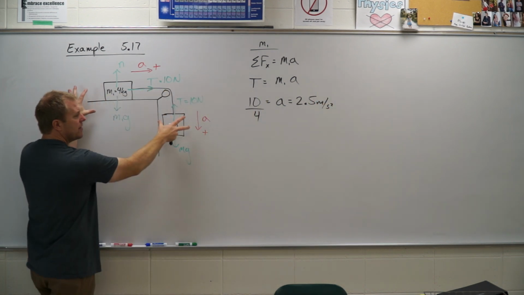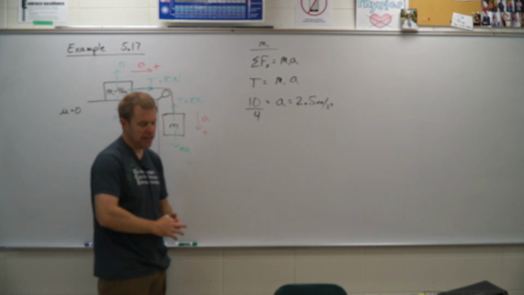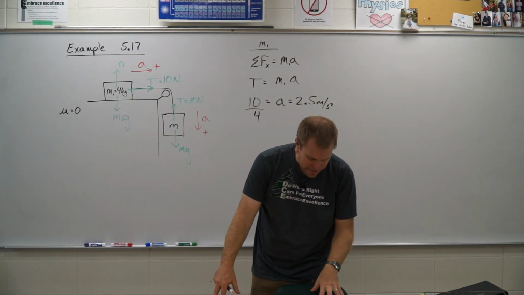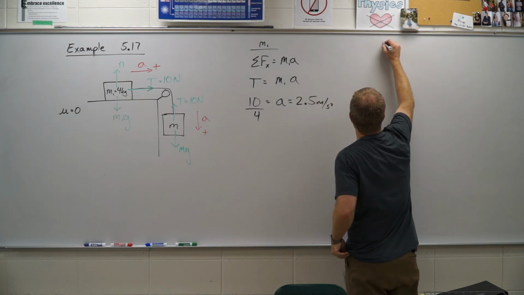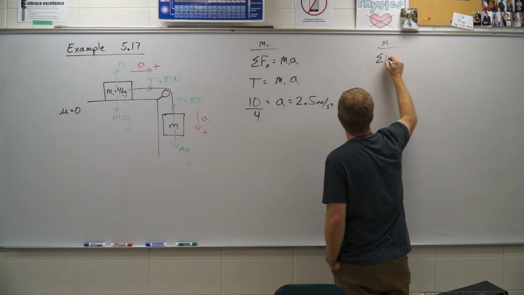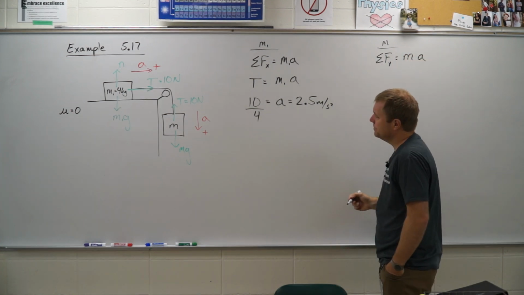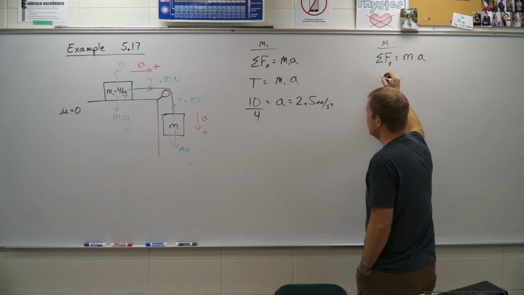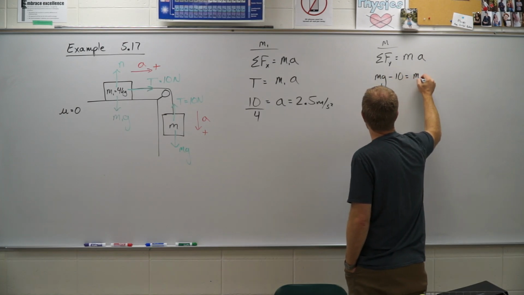Because they are connected by the same string, they have to accelerate together as a group. So that acceleration is the same for both. Part C wants me to find the mass of the hanging block. Okay, so now I'm going to need to generate an equation for that. So I'm going to sum up the forces in the y direction, causing m to accelerate. I have down being my positive direction. So I have mg minus 10 equals ma.